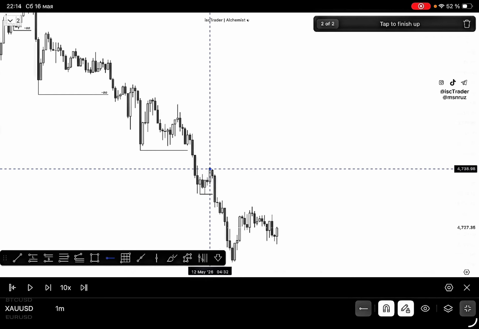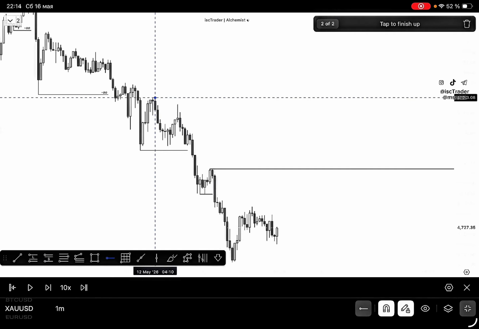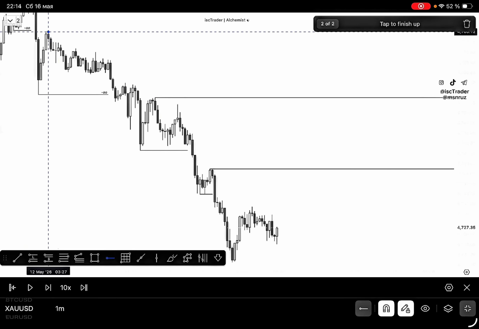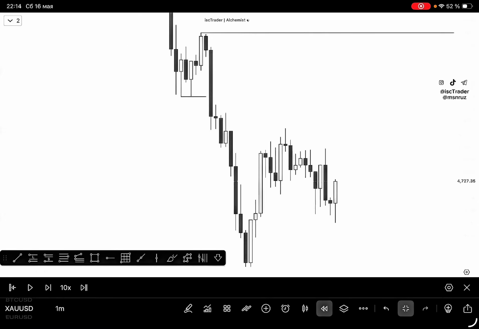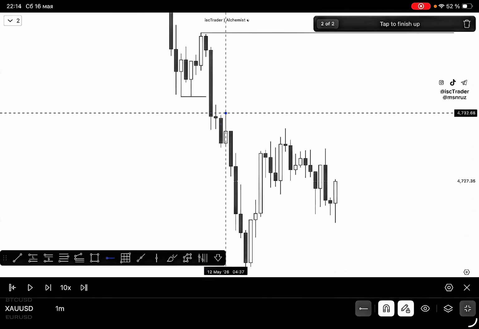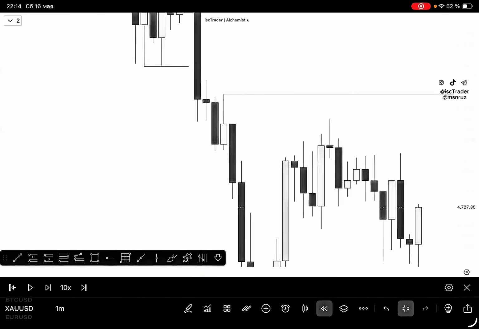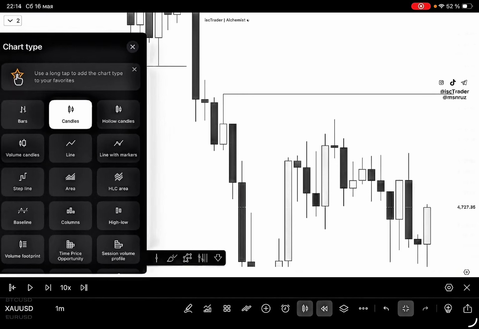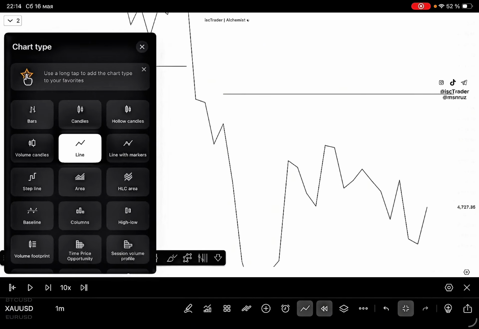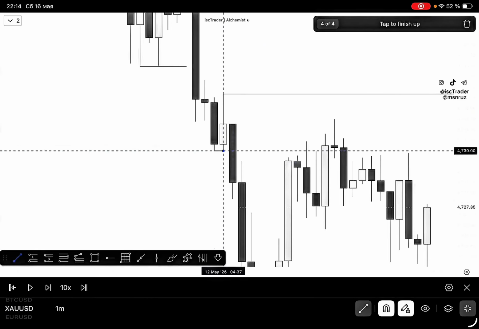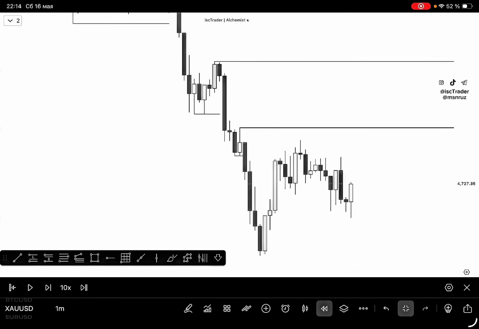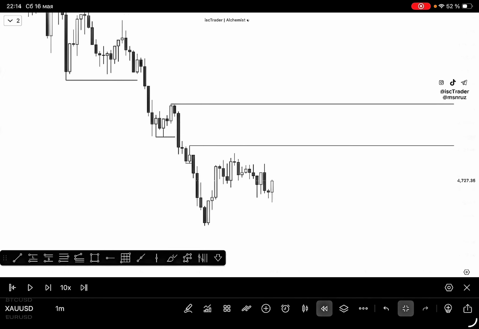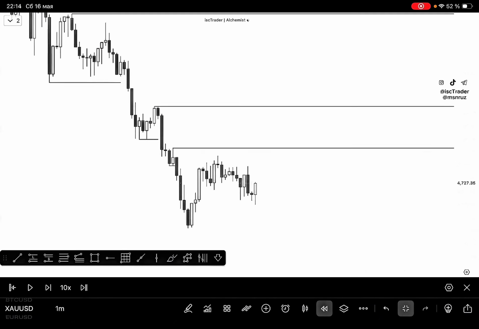We have inducements. Inducement. Inducement. There's an inducement here too. A breakout is happening here. Okay, now we have to wait for a breakout after the inducement sweep.